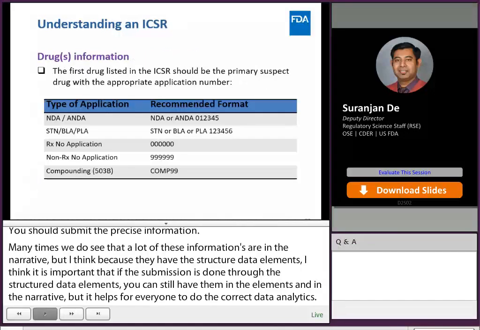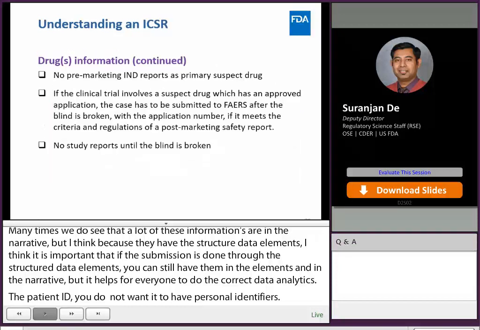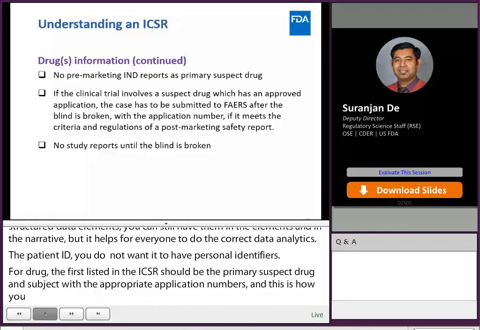For drug, the first drug listed in the ICSR should be the primary suspect drug, and submit with the appropriate application numbers, and these are the formats in which you would submit the application numbers. For drug information, again, no pre-marketing IND reports as a primary suspect drug. As of now, we talk about the future.